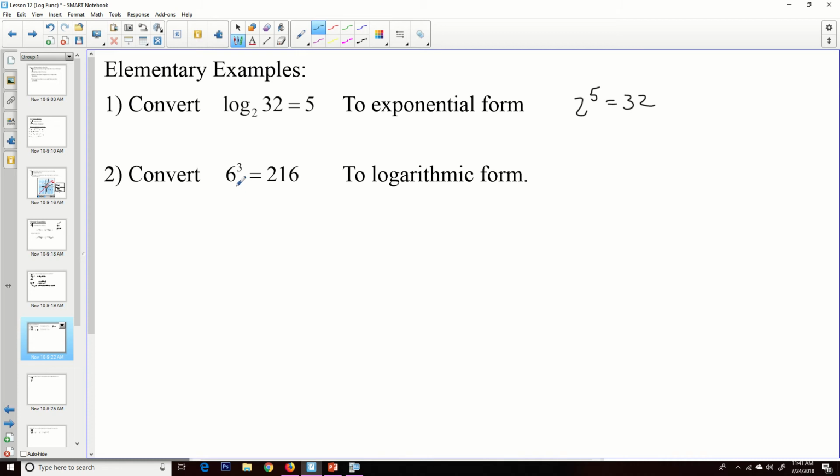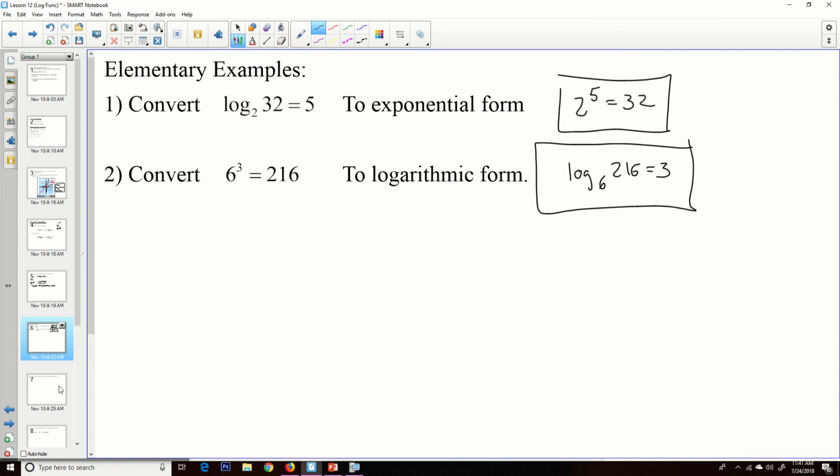And so doing the reverse, we're given an exponential. They want us to change it to a logarithm. This will be log base 6 of 216 is equal to 3. And so those are two real simple examples.